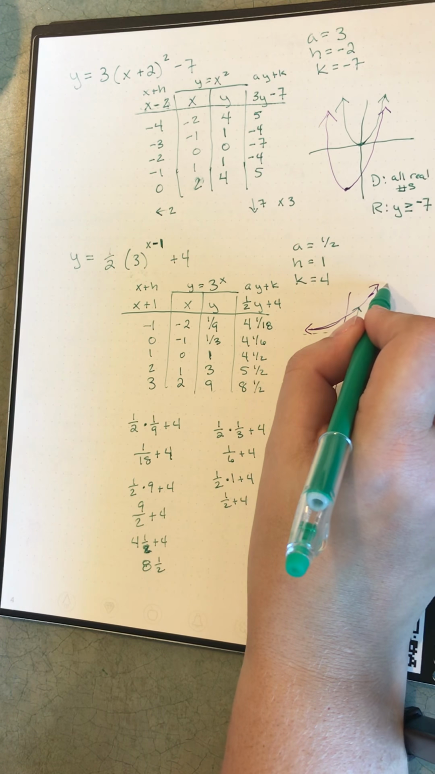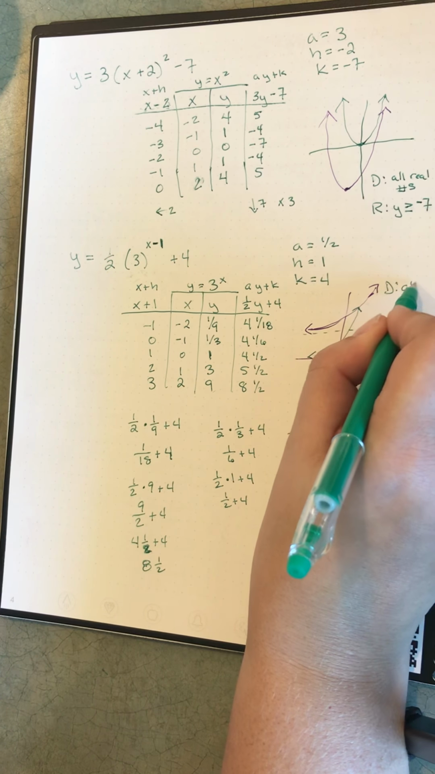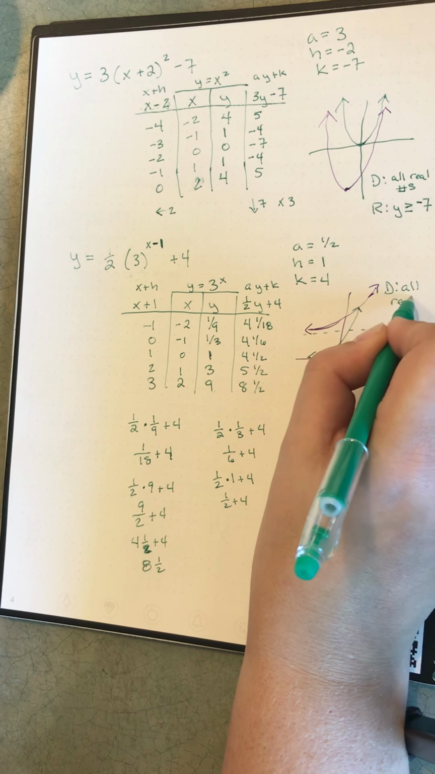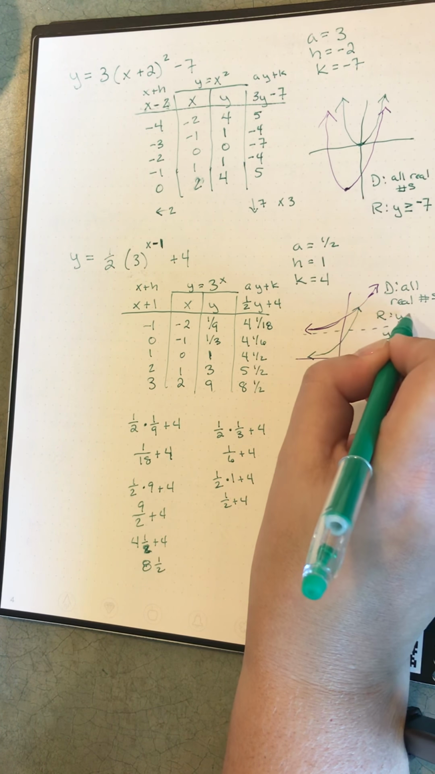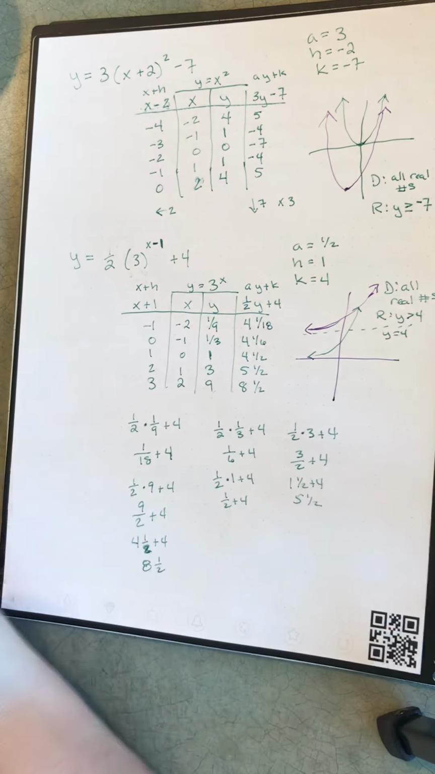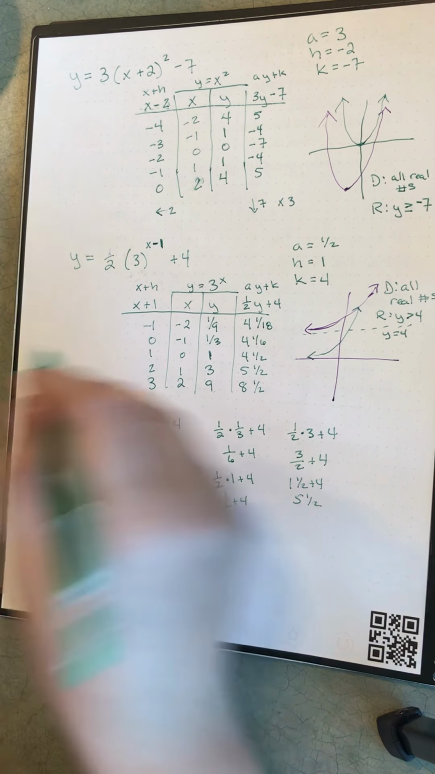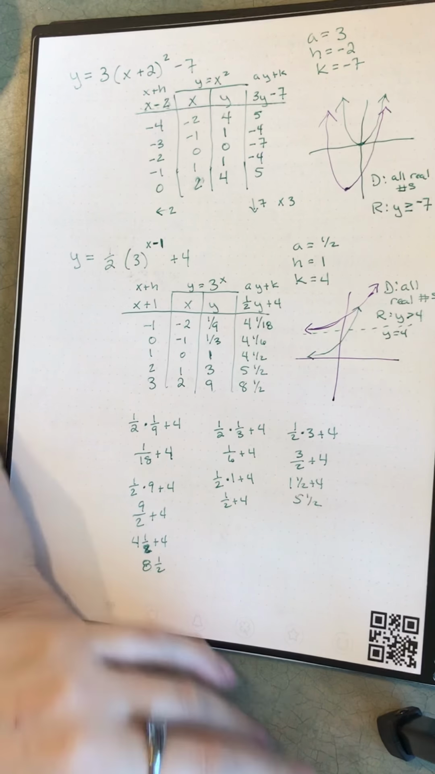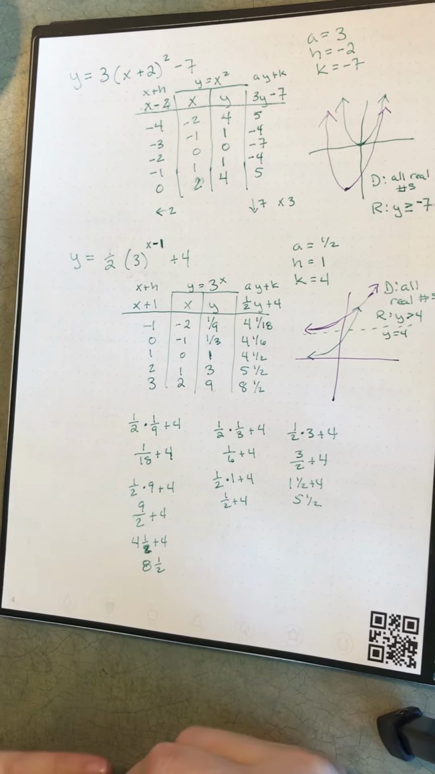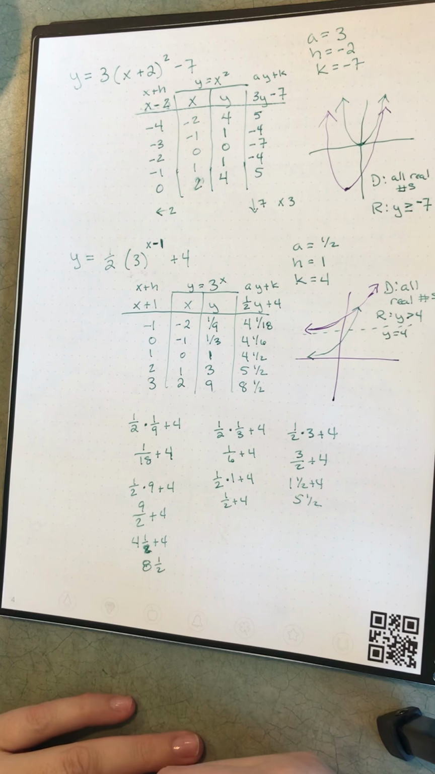So now my domain is still all real numbers, but my range is y is greater than 4. It's above 4, never quite touching 4 or going below 4. All right, so there's some examples of transformations.